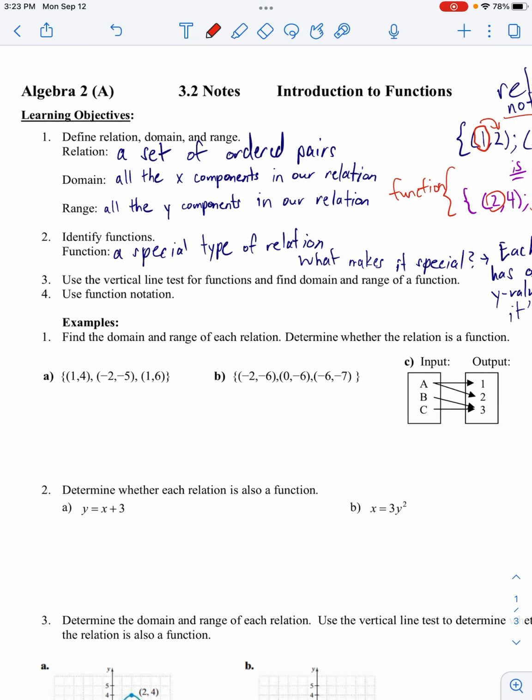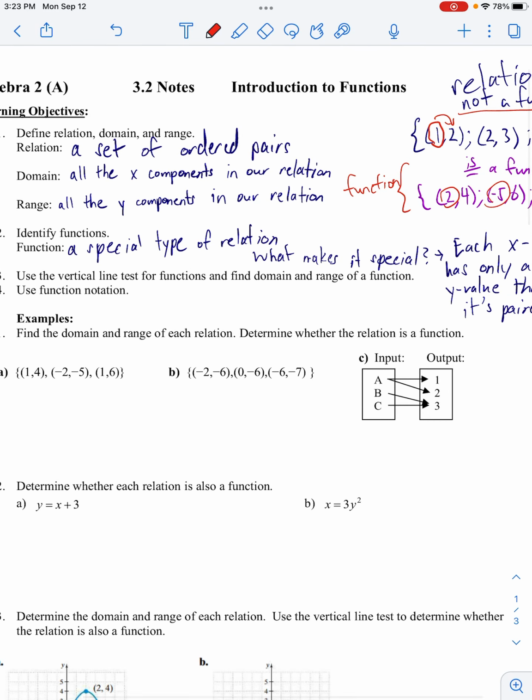All right, so now the vertical line test.